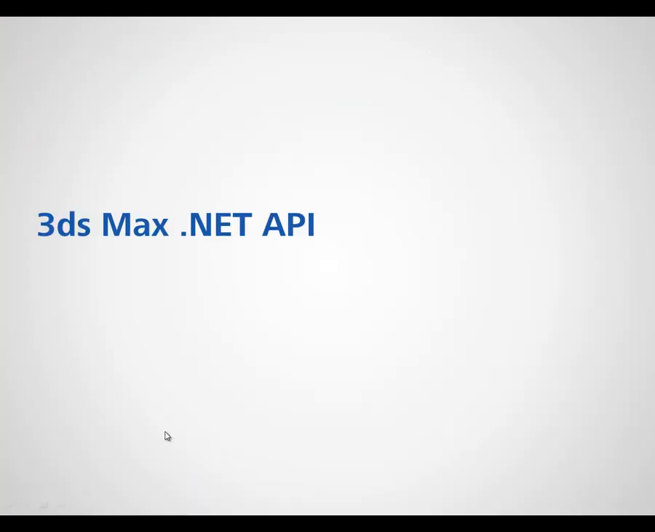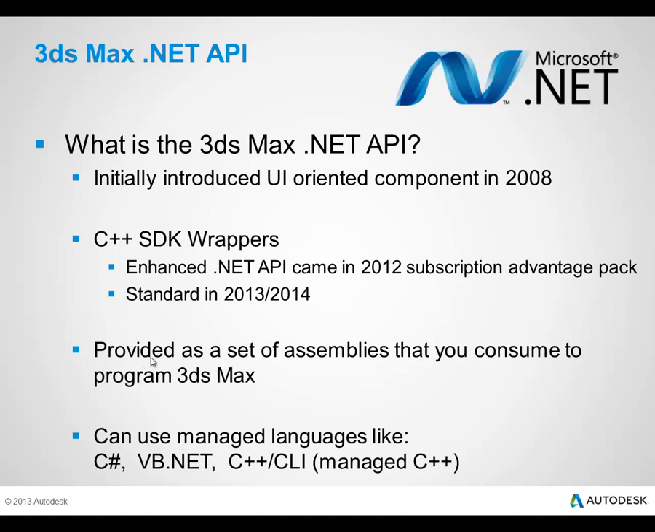So the next subject we're going to cover is just to introduce the .NET API. First of all, it was initially introduced as a UI component in the 2008 release. That's when they released the ribbon, and so Max itself needed to have the .NET architecture in place in order for the ribbon to work. At that point in time, they said, okay, well, we're adding it for our own purposes, so we'll give people access to the .NET API as well.